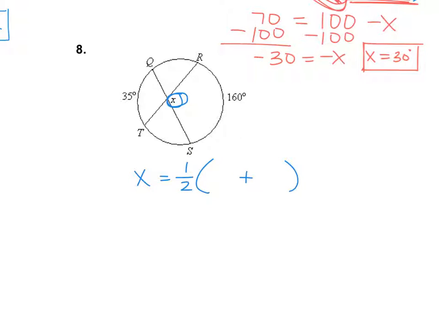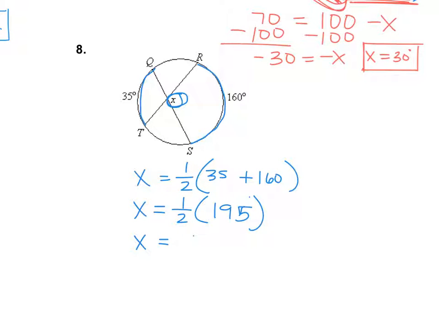So you would do the intercepted arcs, 35 and 160. So half of 195, that's a really ugly 195, sorry. And you get, what is that, 97.5? Is that right? That's right. Yeah. Questions on that? Yeah, Braden.